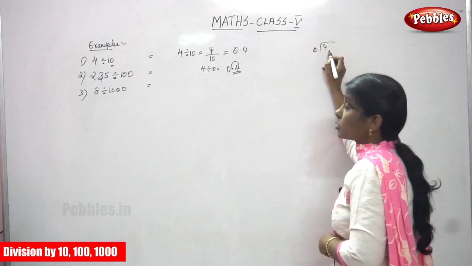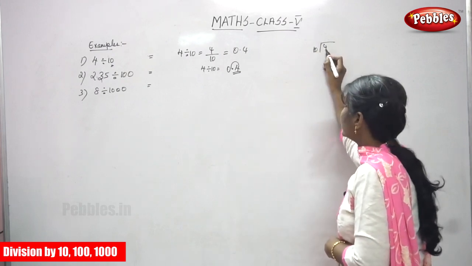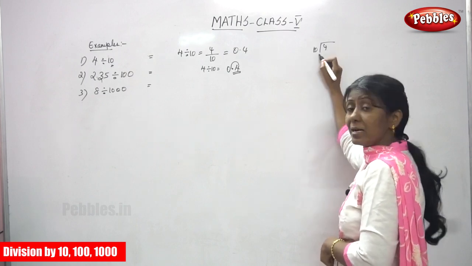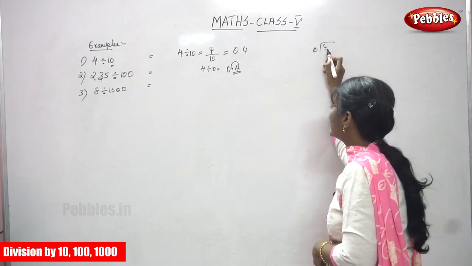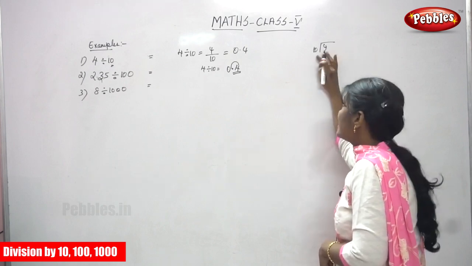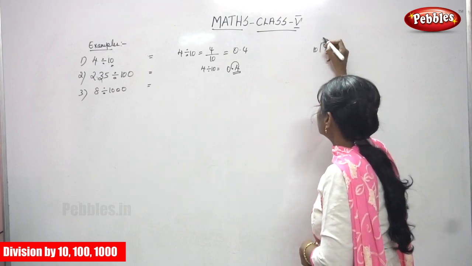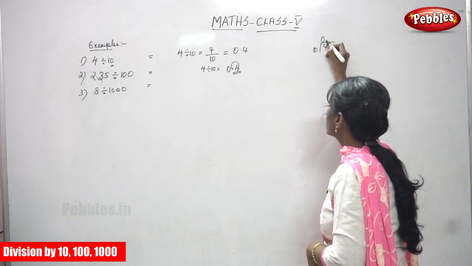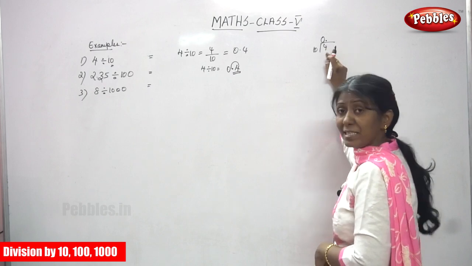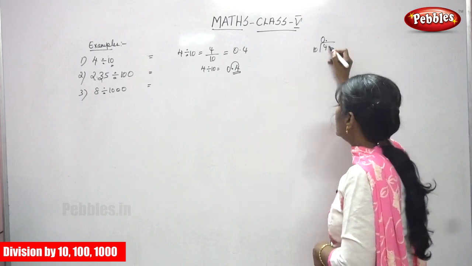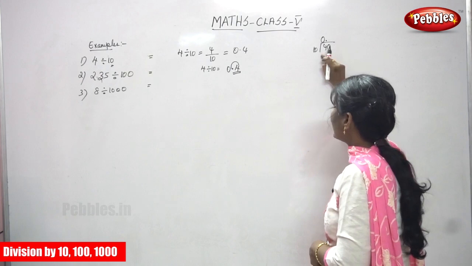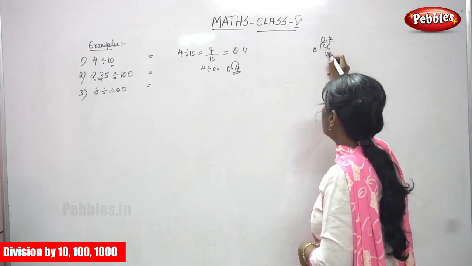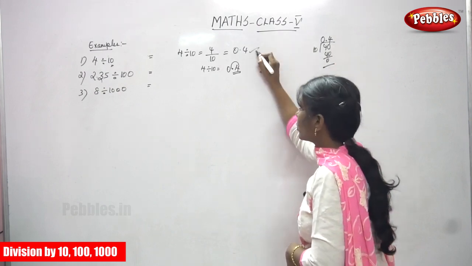Otherwise you can do it like this: 4 divided by 10. You can't divide directly, because 4 is the dividend and 10 is the divisor, and 4 is less than 10. So what are you going to do? You have to put 0, then put a point, because you have to make this number greater. So you add 0 here. Now 40 is greater than 10. So 4 into 10, 40. So the answer is 0.4.